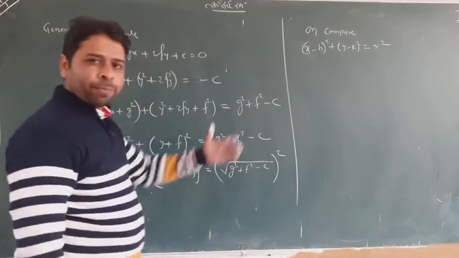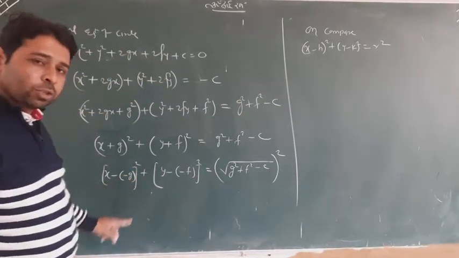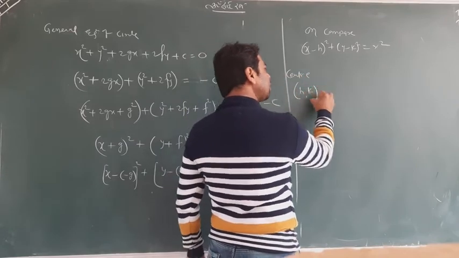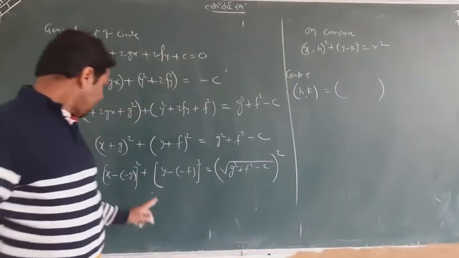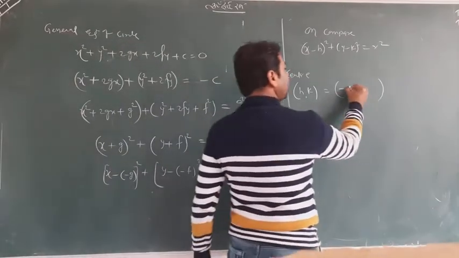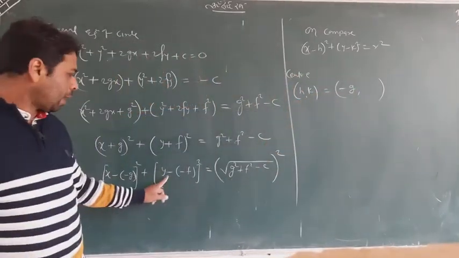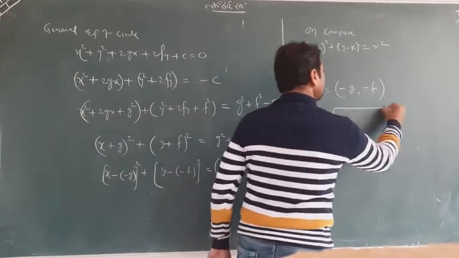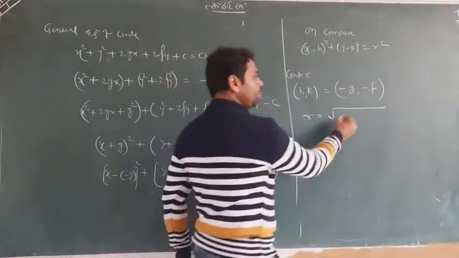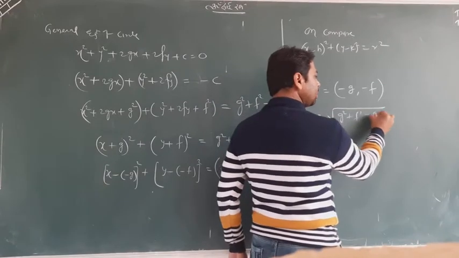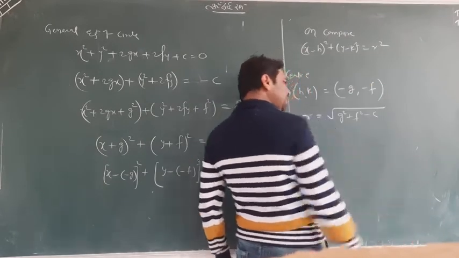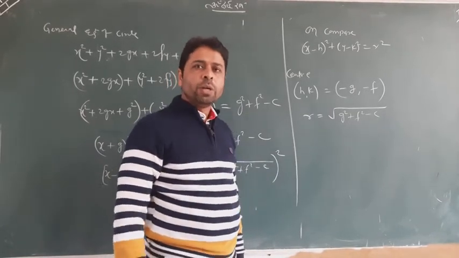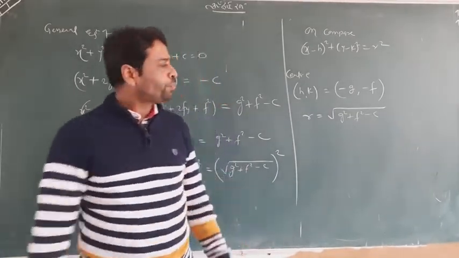So can you compare x minus h? So the center will be (h, k). Now your center will be h meaning minus g, and k meaning y minus k meaning minus f, and the radius squared is g square plus f square minus c. So initially you can think that it is tough. It seems tough. It is not so. I mean it, it is not tough.